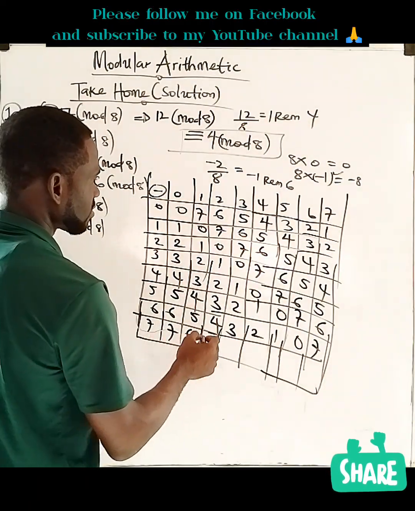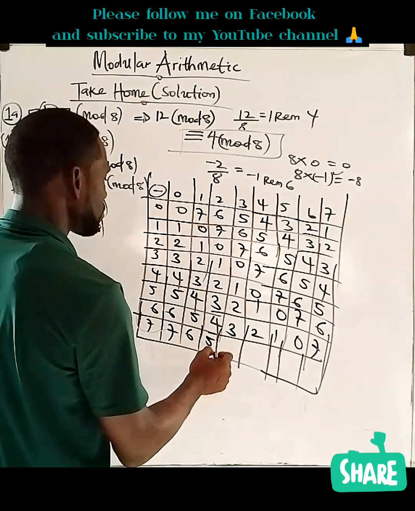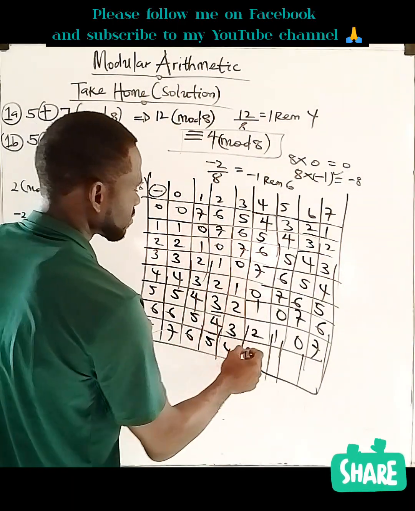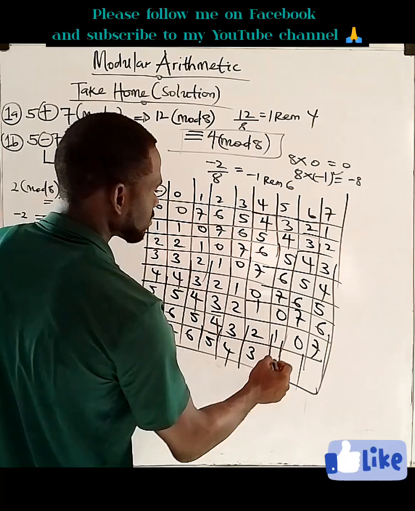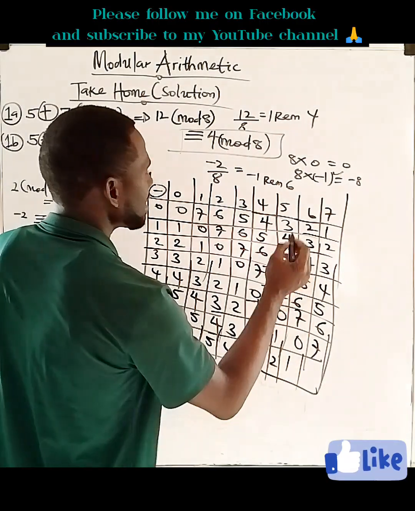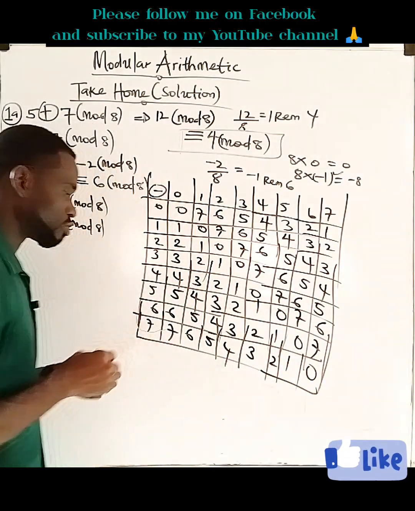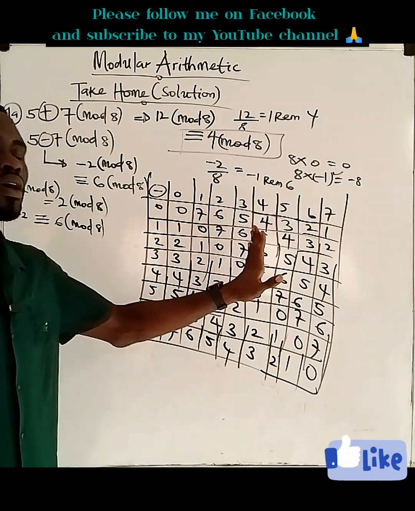7 minus 1 is 6. 7 minus 2 is 5. 7 minus 3 is 4. 7 minus 4 is 3. 7 minus 5 is 2. 7 minus 6 is 1. 7 minus 7 is 0. The table is ready. So this is the table.